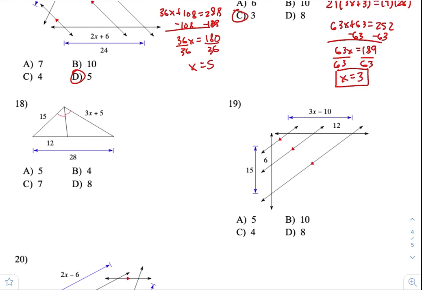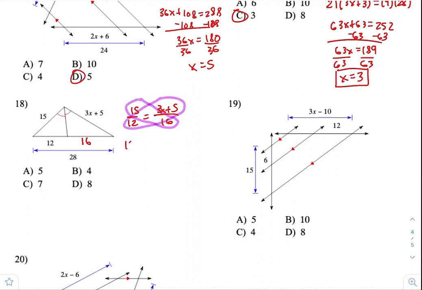Number 18. So generally, you want to do 15 over 12 is equal to 3x over this. But we don't know this, right? But we do, because since this whole thing's 28, and that's 12, then 28 minus 12 will make that 16. So we can make our proportion. So I'm just going to do 15 over 12 is equal to 3x plus 5 over 16.